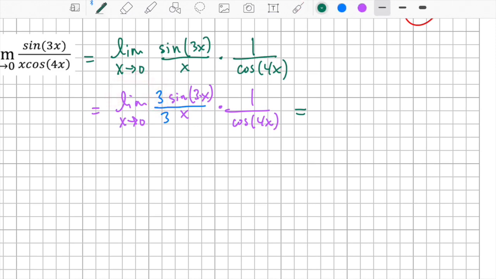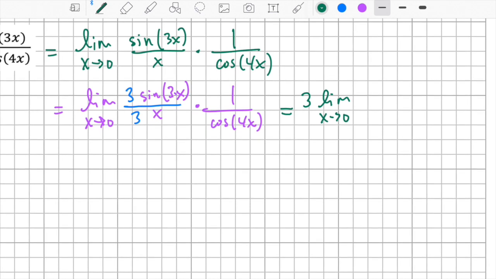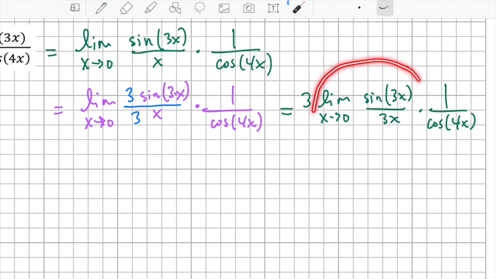So what I'll do is, again, I'll get this 3 and I'll move it to the front. So it'll be 3 limit as x approaches 0 of sine of 3x over 3x times 1 over cosine of 4x. Now this is exactly what we wanted, so we can use a theorem.